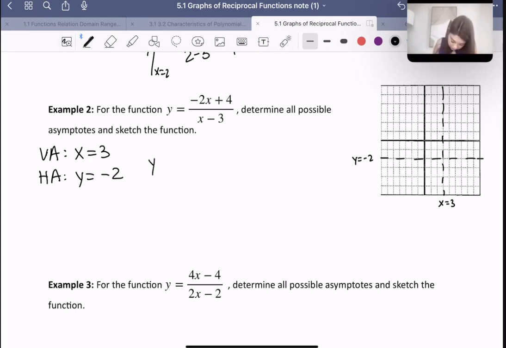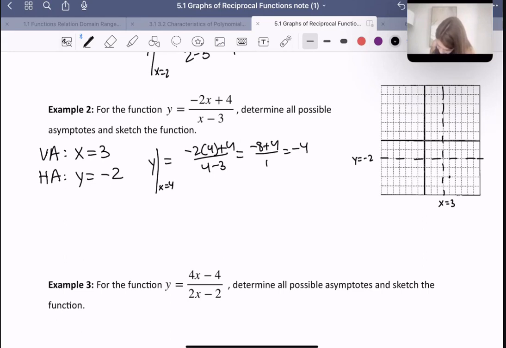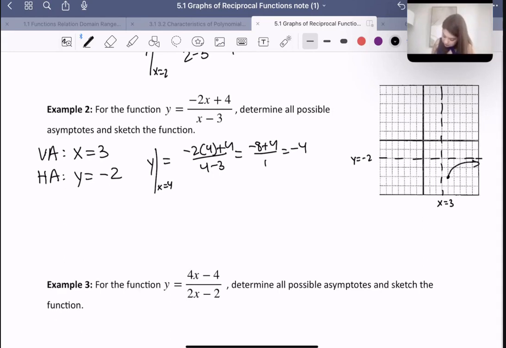Now we're going to do a point that is after 3, so a point like 4. So what's y equal to when x is 4? That would be (negative 2 times 4 plus 4) over (4 minus 3), which is just going to be negative 8 plus 4 over 1, which is negative 4. So therefore, the point is (4, negative 4) for this one. So we have a point here, and we're just going to go like that, because it's going to approach the asymptotes.